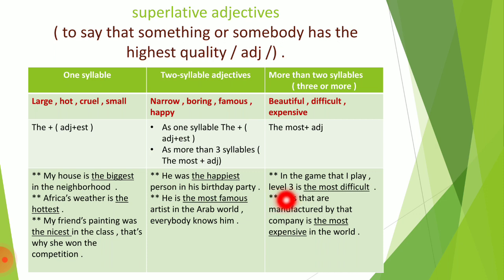And we have another example. Cars that are manufactured by that company are the most expensive in the world. السيارات اللي بيتم صنعها من خلال هاي الشركة تحديدا they are the most expensive، بمعنى إنهم هم الأغلى ثمنا.